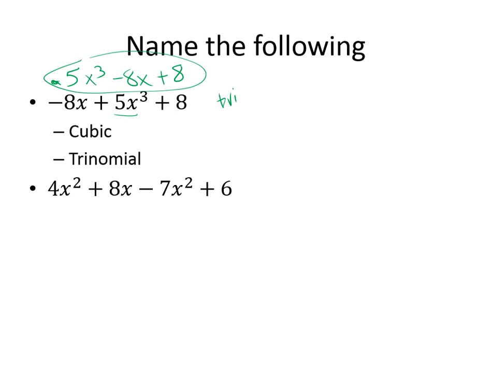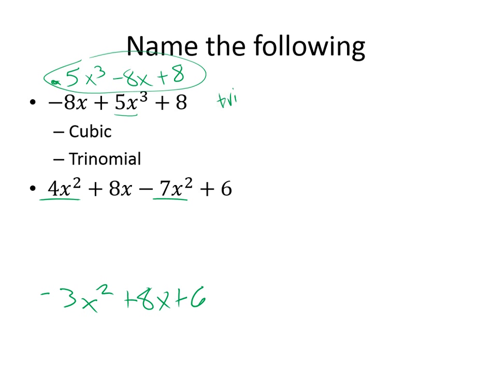Now the next one, what we'd have to do here is that, again, we want to order it from largest to smallest, and then we also want to combine like terms. So to put this into standard form, we would combine the like terms, which would be the x squareds. 4 minus 7 is negative 3. So negative 3x squared plus 8x plus 6. Okay. And so now we would name it here.